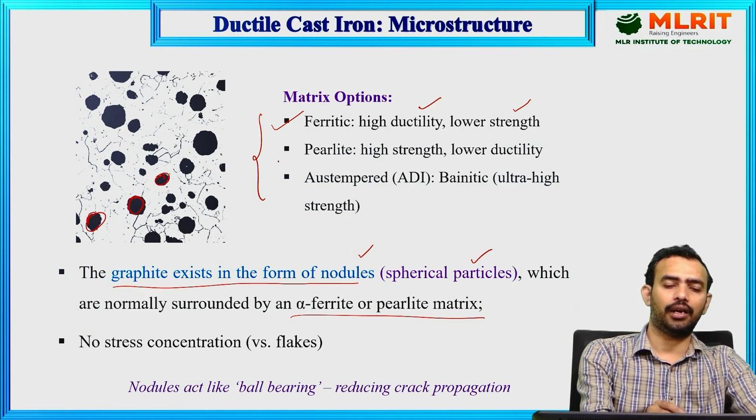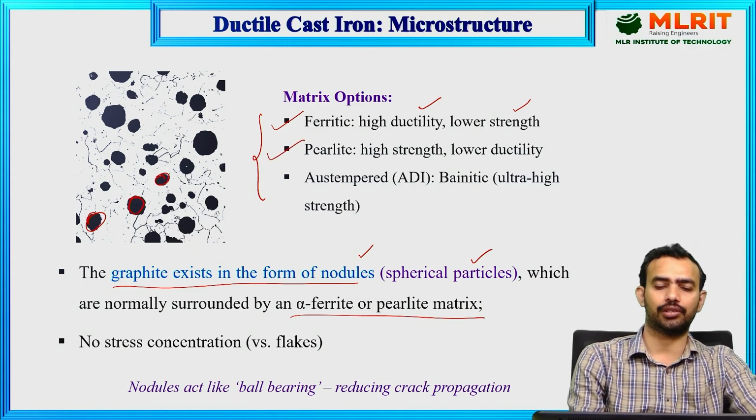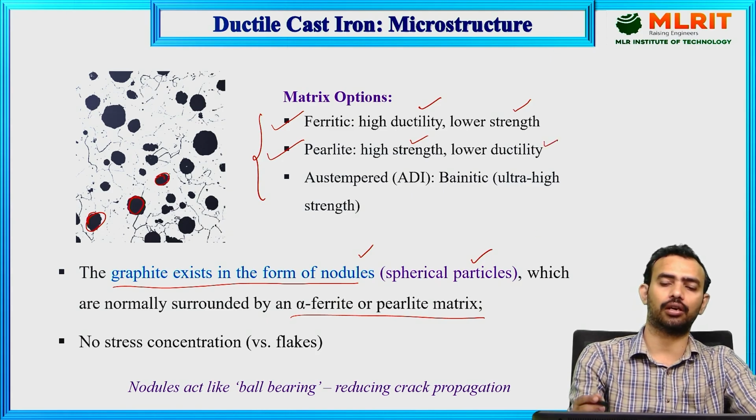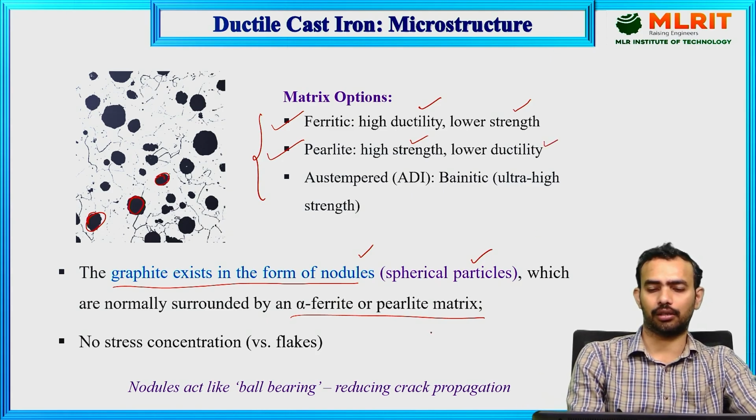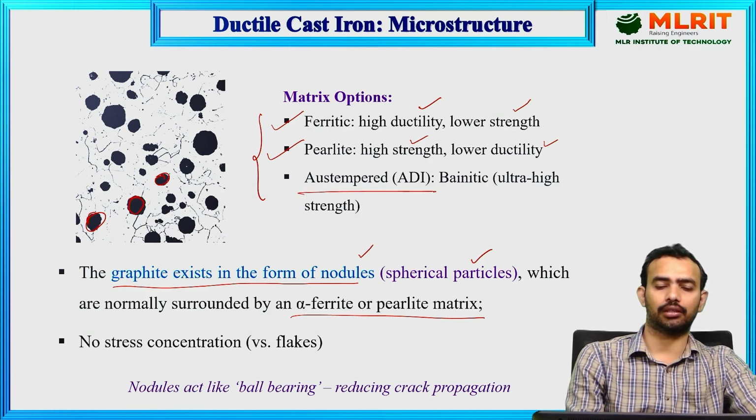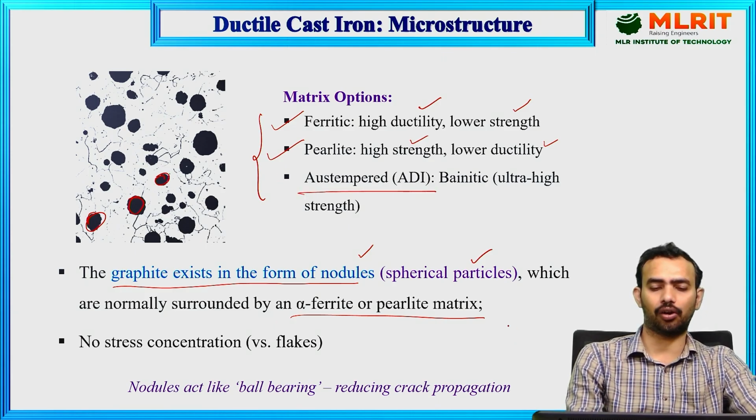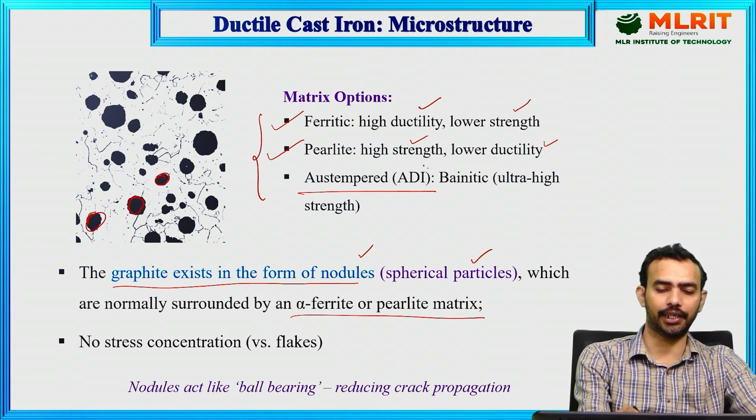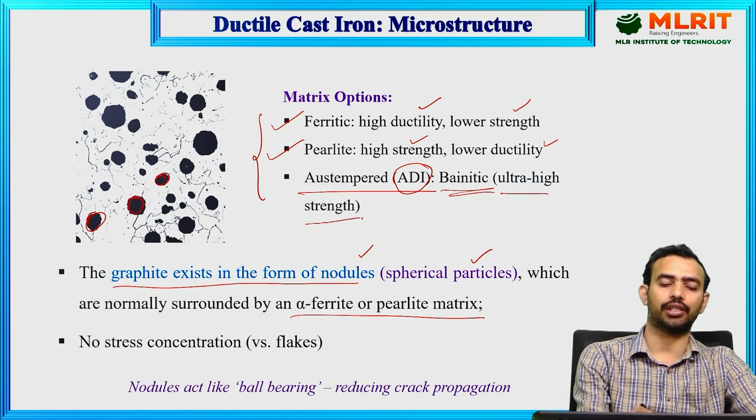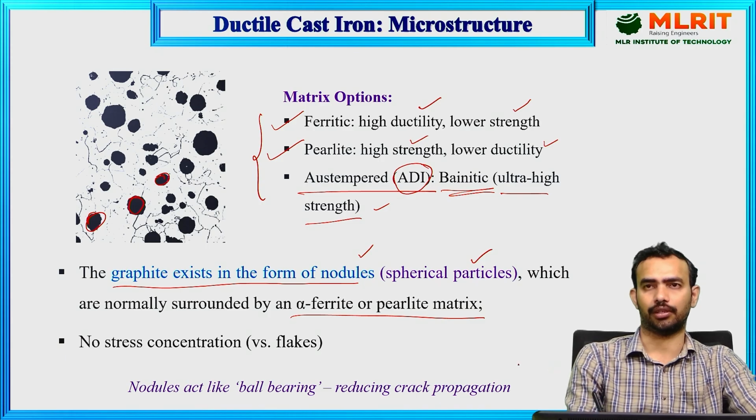offers very high ductility, and ferrite is weak in nature, so it is relatively lower in strength. You have an option to have a pearlitic matrix, which offers good strength as well as lower ductility. You can also have an austempered matrix, austempered ductile iron, ADI, which has a bainitic structure, which offers ultra high strength for the ductile cast iron.